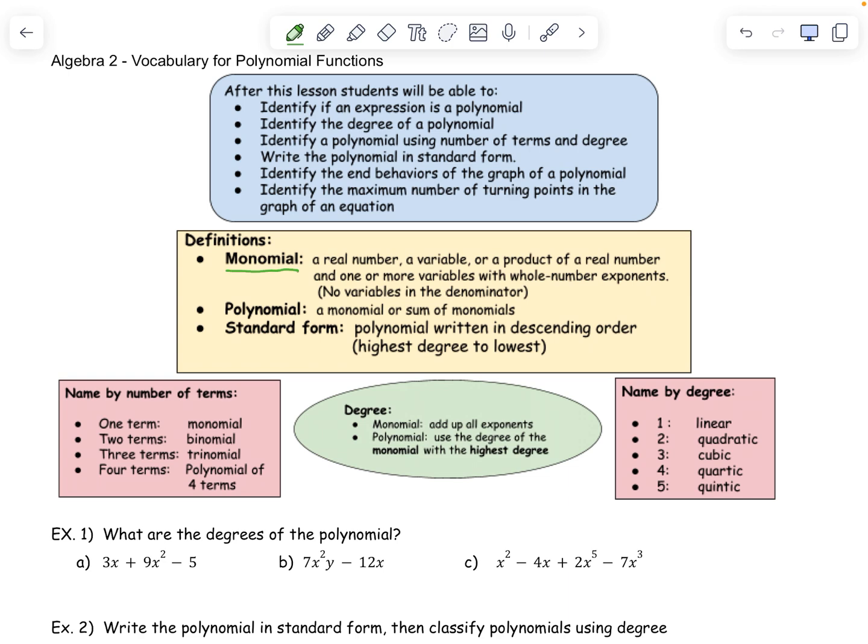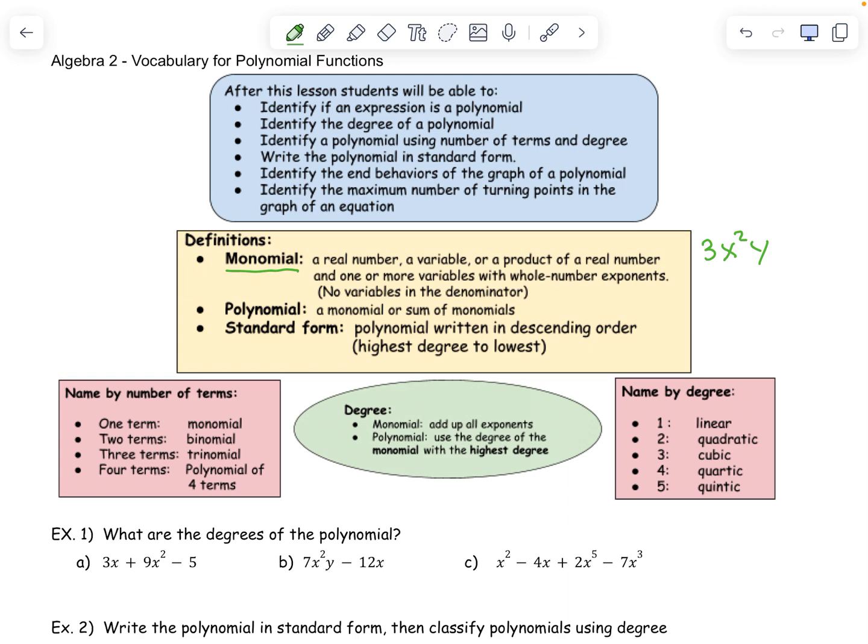A monomial is basically a real number, a variable, or the product of a real number and a variable. It could be more than one variable, but no variables in the denominator. Like 3x squared y, that's an example of a monomial.